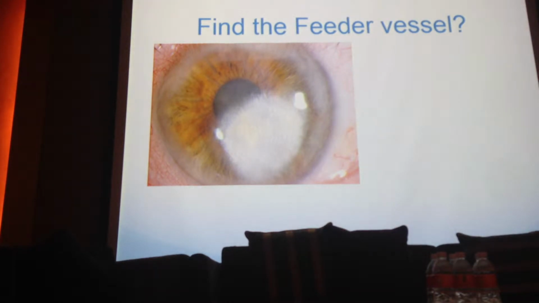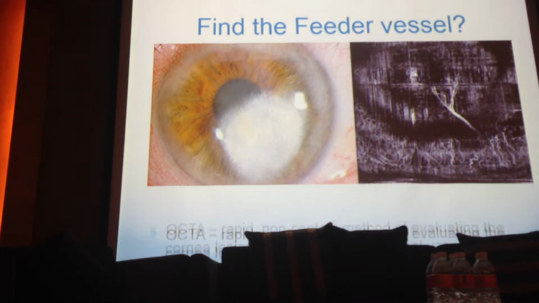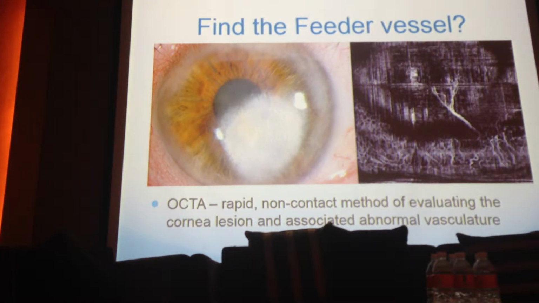So there's this game called Find the Feeder Vessel. If you look at the cornea, if you look really, really carefully, you can probably just make out somewhere here, but with the OCT angiography, you can see it very nicely that this is the artery, not the vein, because of the high flow. So this takes 5 seconds, and I have it on my case sheet, and I know straight away where to go when we institute the treatment.